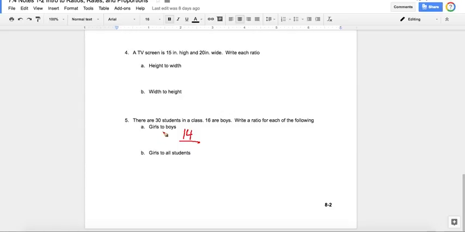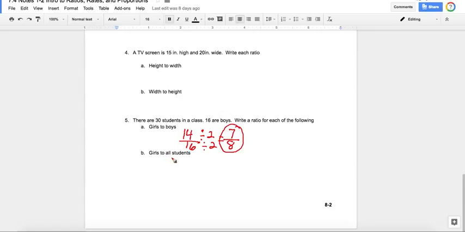So we have 14 girls and we have 16 boys. And since these are both even numbers, we can divide top and bottom by 2. 14 divided by 2 is 7. And 16 divided by 2 is 8. So we have a 7-8 ratio, or 7-to-8 ratio.